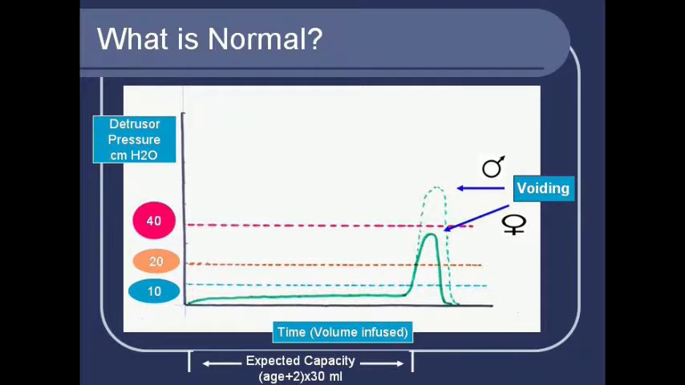Now it is useful to remember this only during the filling phase. During the voiding phase, however, the pressures normally do rise to quite high levels, higher in males than in females, and in males it can reach 80, and in females 60 centimeters of pressure. But that pressure doesn't seem to harm the bladder that much, because it is only for a few minutes, while filling goes on for hours. So just with this simple graph, I'll proceed to the rest of my talk about abnormal cystometry.